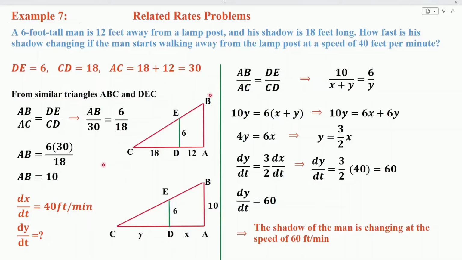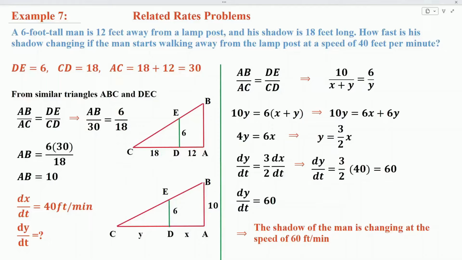Here we are given that there is a lamppost at point B whose height from the ground is unknown. At 12 feet distance from the lamp, there is a man. His height is 6 feet and his shadow is 18 feet. We summarize this data and write DE, which is height of the man, CD, which is his shadow, and AC is equal to 18 plus 12.